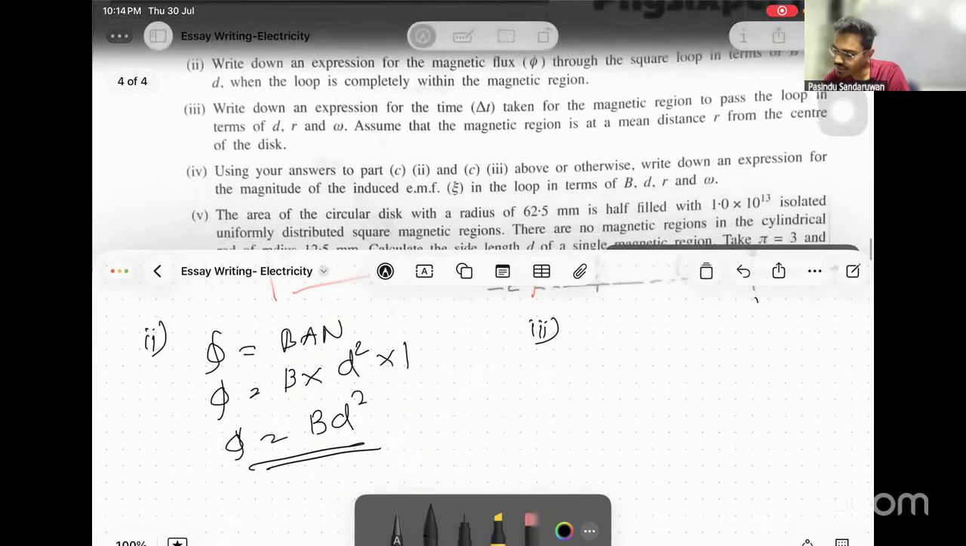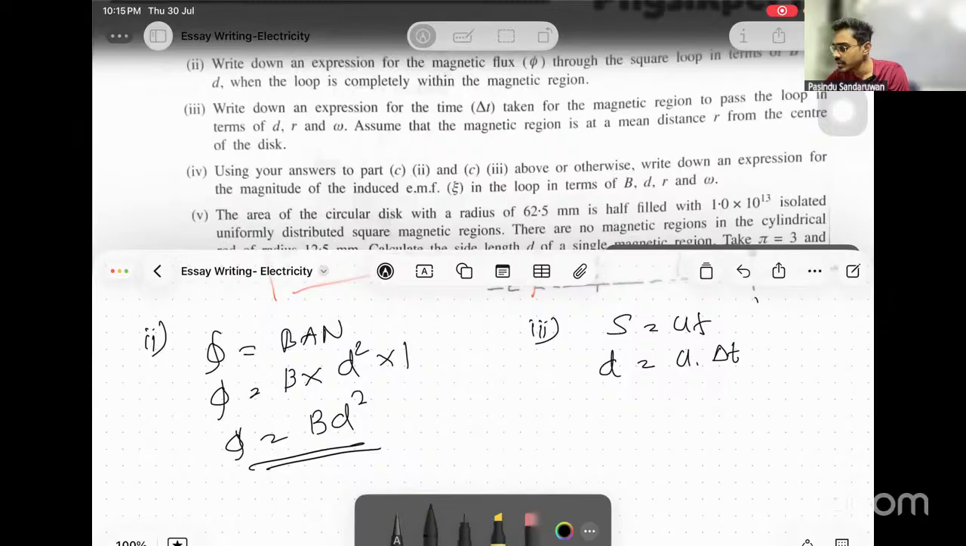Part 3. Write down an expression for the time delta t taken for the magnetic region to pass the loop in terms of d, r, and omega. Assume that the magnetic region is at a mean distance r from the center of the disk. Time it takes to pass, in terms of d. Then we know s equals ut. To pass a distance d, if the time taken is delta t, this is what happens.